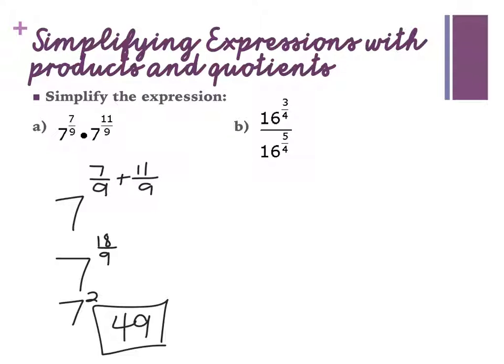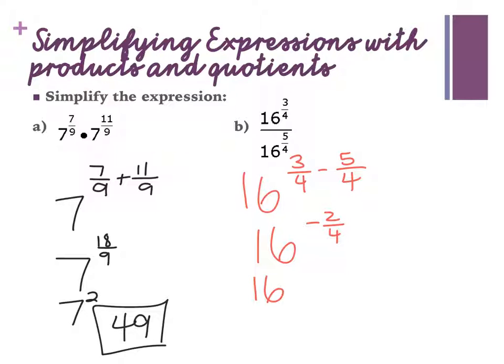How about if you're dividing? So 16 to the 3/4 over 16 to the 5/4. What do I do with those? Subtract. So 16 to the 3/4 minus 5/4. What's 3/4 minus 5/4? Negative 2/4, which becomes what? Negative 1/2.